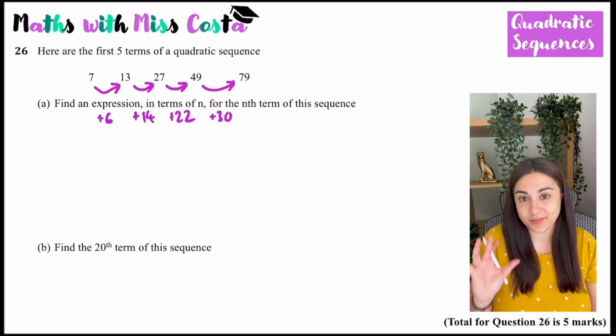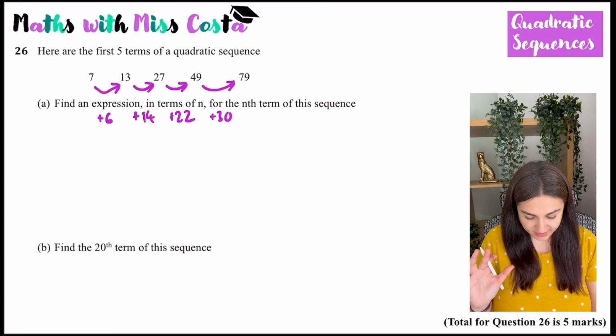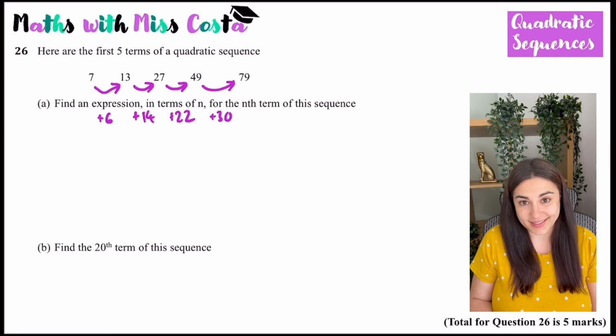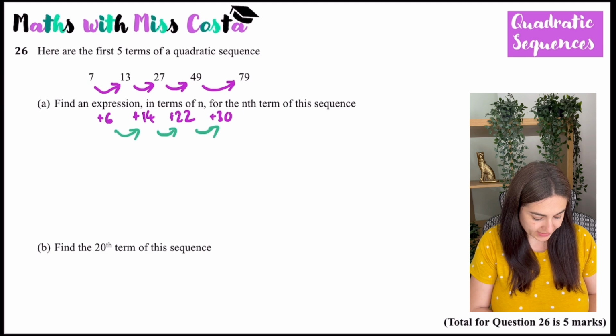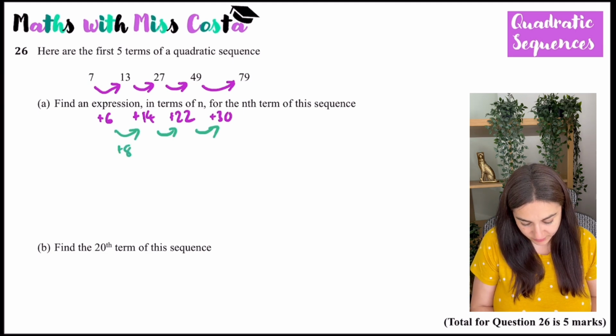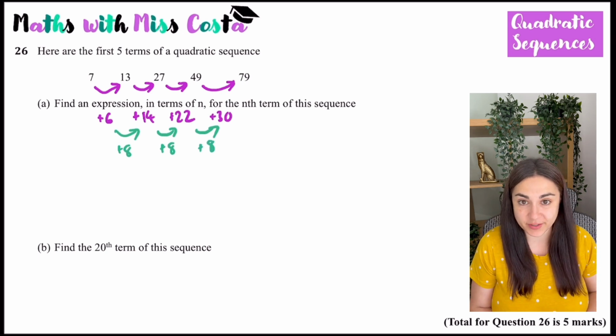So that is the first difference. Now, with a quadratic, the first difference isn't going to be the same. So what we do is we then find the second difference. So 14 take 6 is 8. 22 take 14 is also 8. And 30 take 22 is also 8. So my second difference is 8.